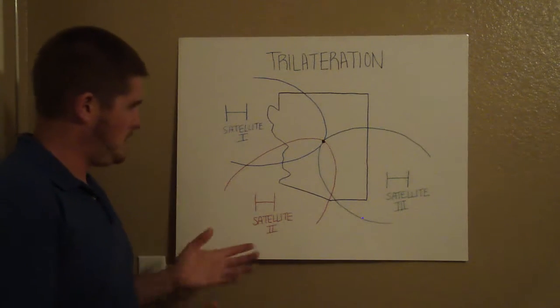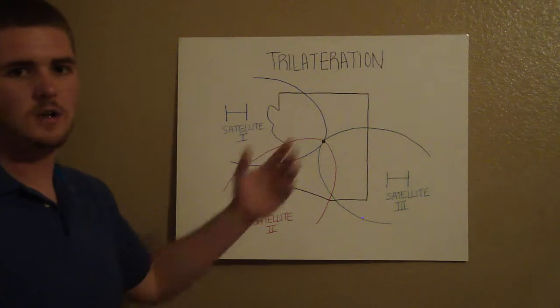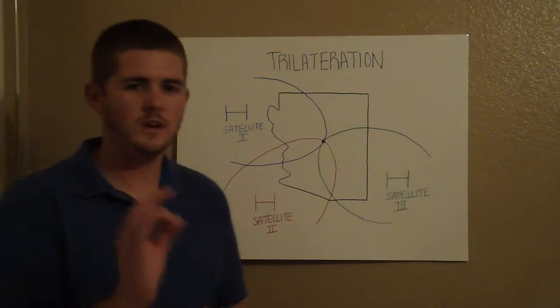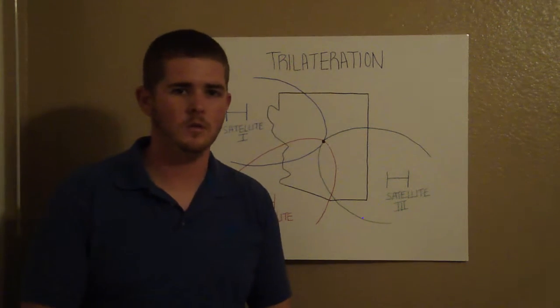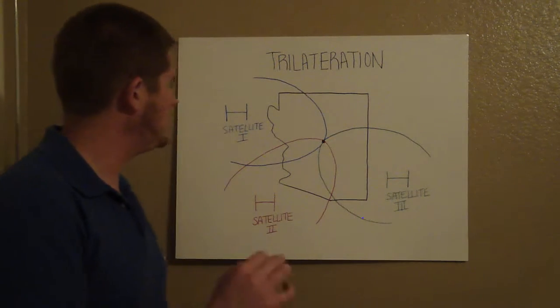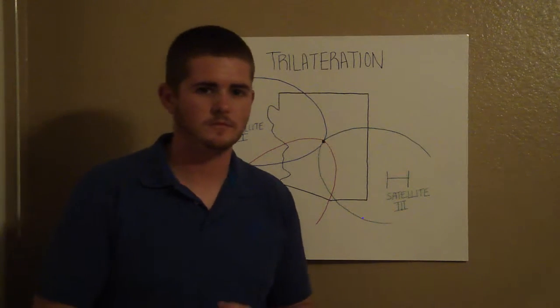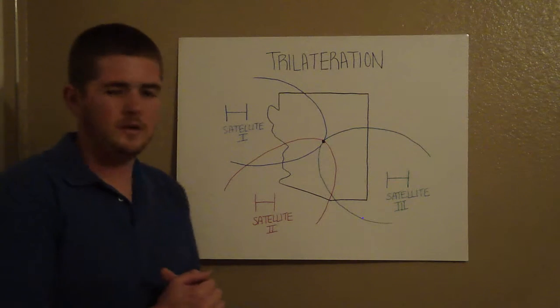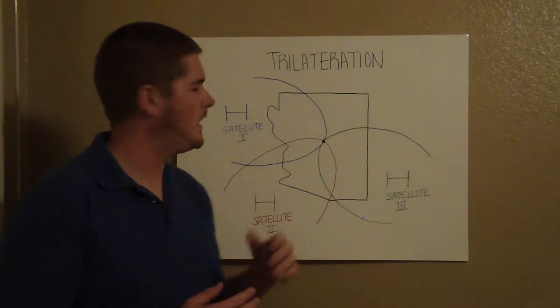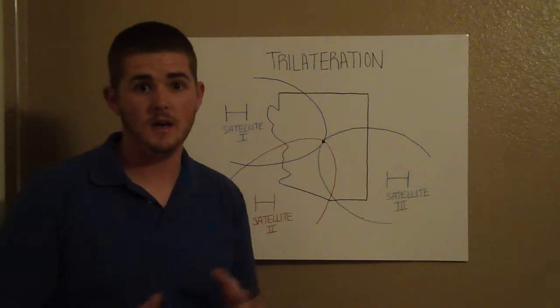So the way GPS works, exactly what I just said, trilateration pinpoints one single location on the globe or on Earth, and it tells you exactly where you're at. So that is the principle of trilateration, and that is how it applies to GPS.